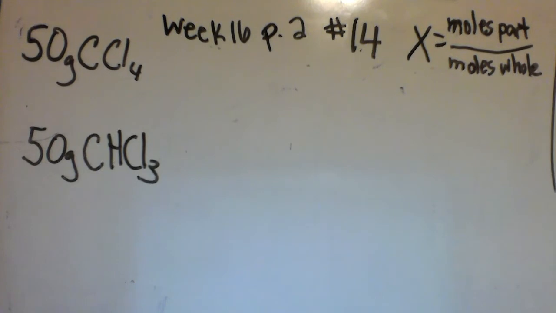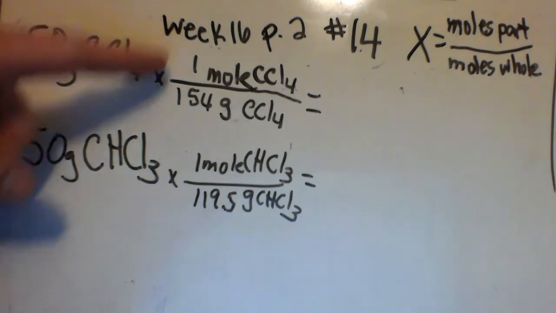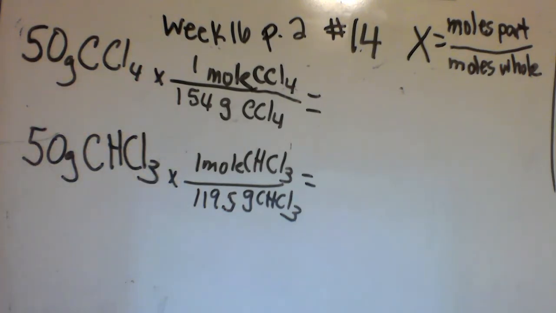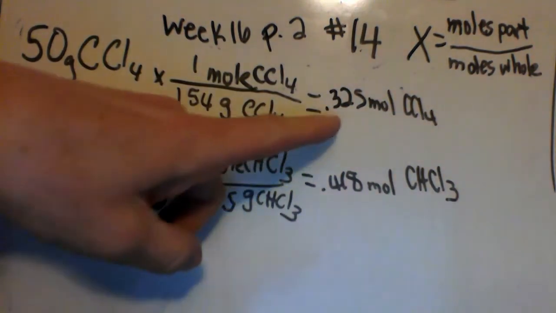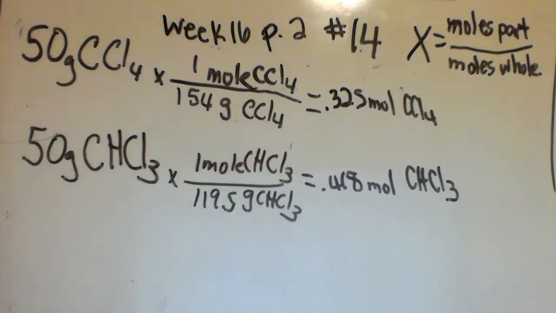In order to put these numbers into the equation correctly, we need to convert them to moles. For each of our components, I've multiplied by a fraction which has 1 mole on the top and the molar mass on the bottom. And it turns out we have 0.325 moles of carbon tetrachloride and 0.418 moles of chloroform. Now we need to find the molar fraction for each of our components. So we'll substitute these numbers into the molar fraction equation.